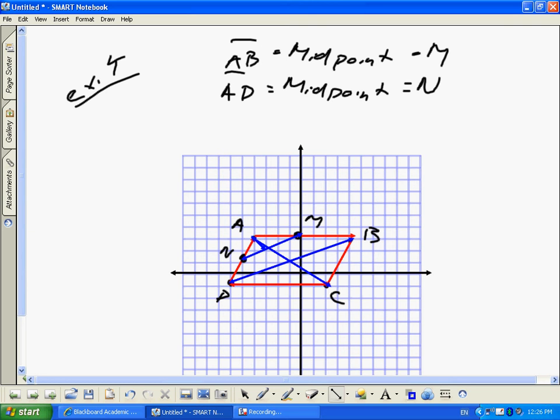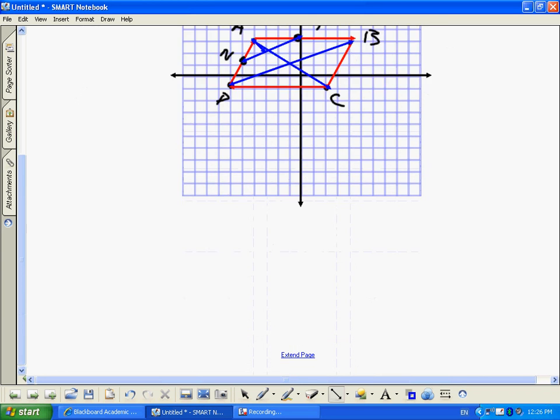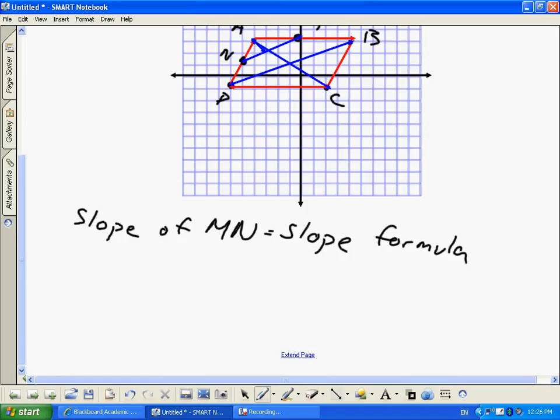Okay? So in order to do this, I'm not going to draw any numbers. In order to do this, you need to find the slope of MN, which means you use the slope formula. So just look back to your old notes. You'll find the slope formula in there. Look into them. Then you'll need to find the slopes of the diagonals. So you'll need to find the slopes of both diagonals, which is DB, yep, and AC, using your slope formula from above.